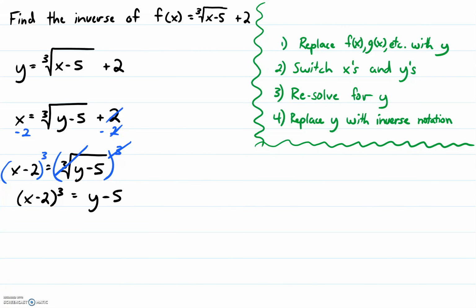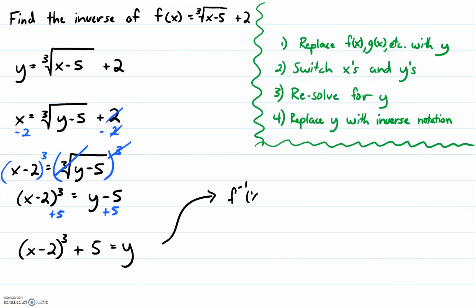So now the only thing left to do is add 5 to both sides. Adding 5 here and here is going to leave us with, on the left-hand side, x minus 2 to the third power plus 5, so we have to keep that 5 on the outside, we can't move it inside of the parentheses, is equal to y. And now we've resolved for y. So the final step is just to replace y with the inverse notation. So originally we had f of x, so the f inverse of x is going to be equal to x minus 2 raised to the third power plus 5. And that's going to be our answer.